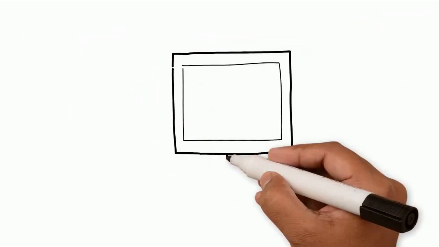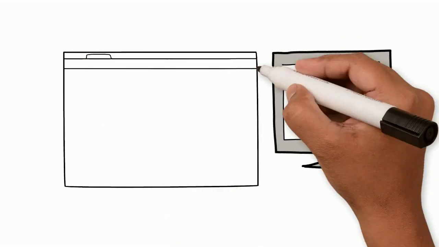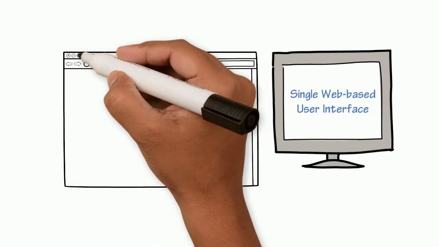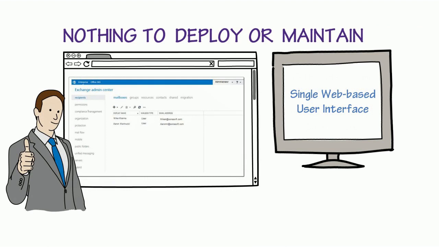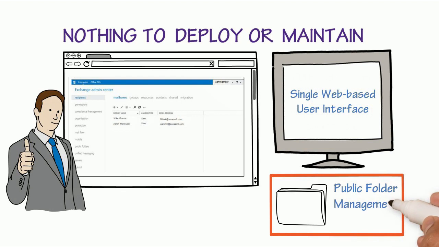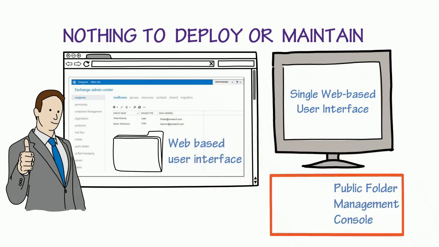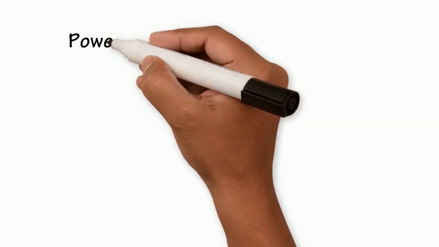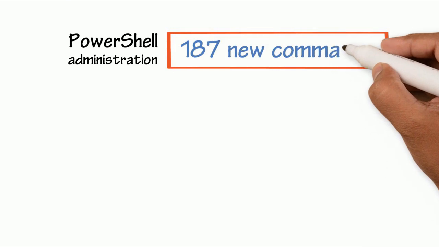It is now easier to maintain, as the GUI-based Exchange Management Console and the web-based Exchange Control Panel are replaced by a single web-based user interface. It's much easier to access and use, and there's nothing to deploy or maintain. In addition, public folders are no longer managed through the separate Public Folder Management Console. Instead, they are managed via the web-based user interface. PowerShell administration has been extended with 187 new commands.